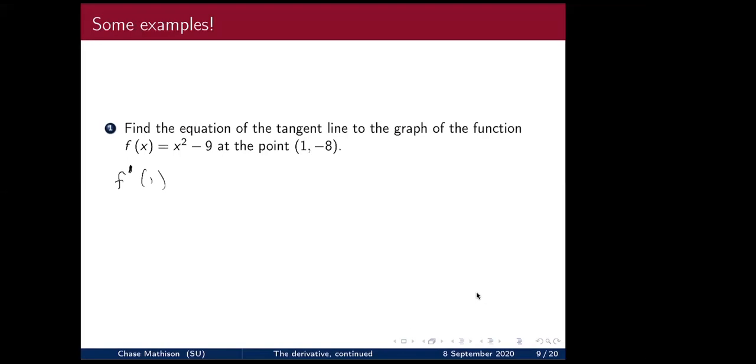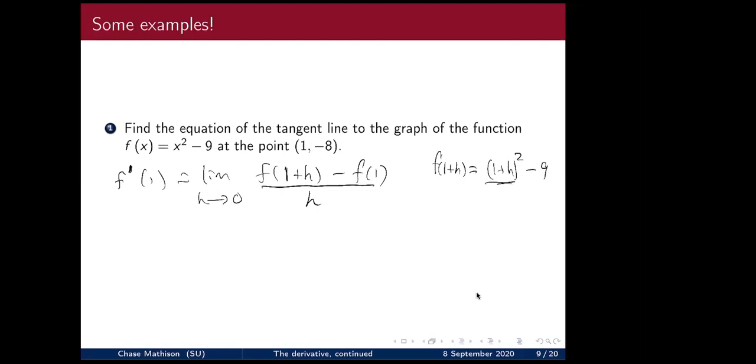Okay? So f prime of 1, I'm going to go through this calculation at light speed, not light speed, but this is the limit as h approaches 0 of, well, f of 1, it was f of x plus h, but I'm plugging in x equals 1. So f of 1 plus h minus f of 1 over h, right? Well, f of 1 plus h is 1 plus h squared minus 9.